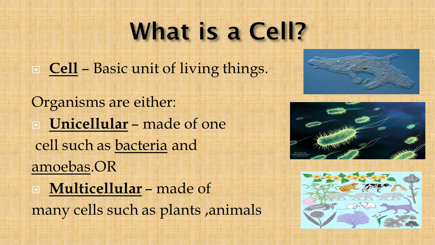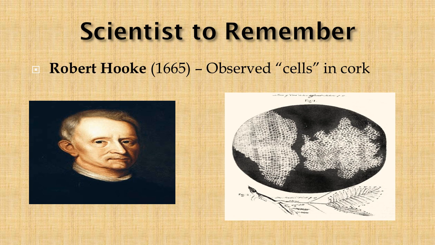As such, organisms are either unicellular, made up of one cell such as bacteria or amoebas, or multicellular, made up of many cells such as plants and animals. Scientist to remember: it was Robert Hooke who discovered the cell in 1665. He observed cells in the cork. Actually, they were the cell walls of the plant cell.